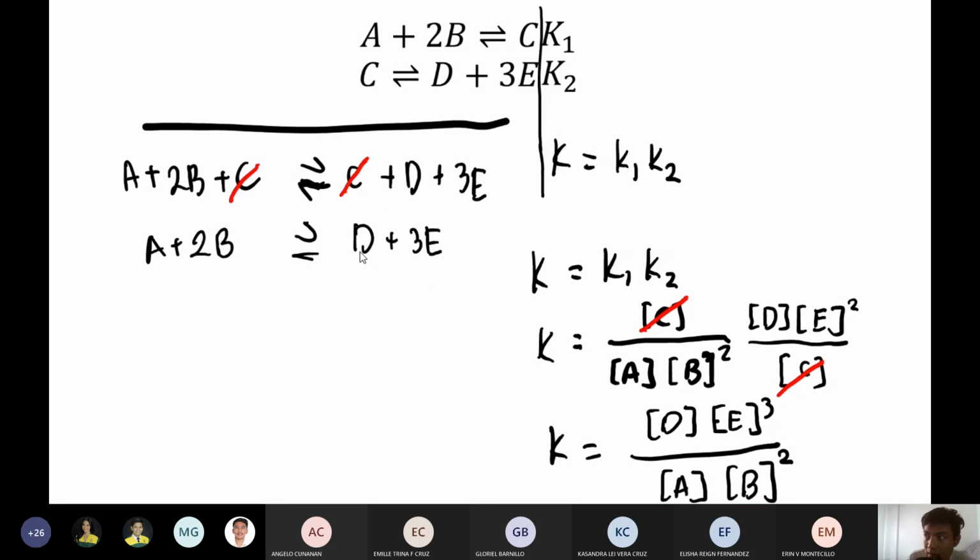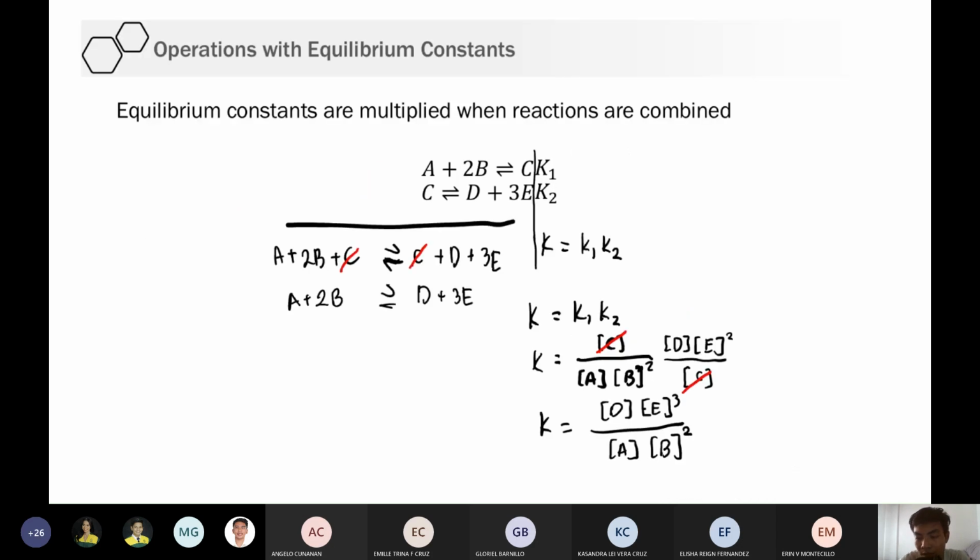Okay? So ito, this final K value, this represents this equation. Tignan nyo yung mga nasa product, D and E, nasa numerator. Yung 3, naging exponent. Okay? Ito, tignan nyo yung nasa reactant, A, B, the square. Yung 2 ng B, square doon. No? So, ibig sabihin, whenever you combine equations, you just basically multiply the two K values. No? Okay? So, yun lang.